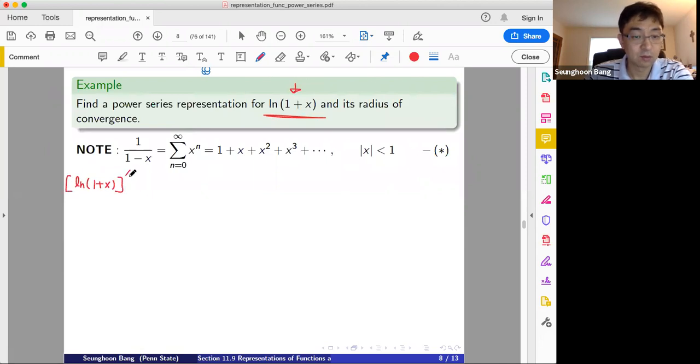This one, take derivative. So what's that? Could you write your answer on the chatting board? What is ln of 1 plus x prime? So could you write 1 over 1 plus x? Is it right? 1 over 1 plus x. So how about the other students? You have the same answer. Could you write your answer? So what's that?